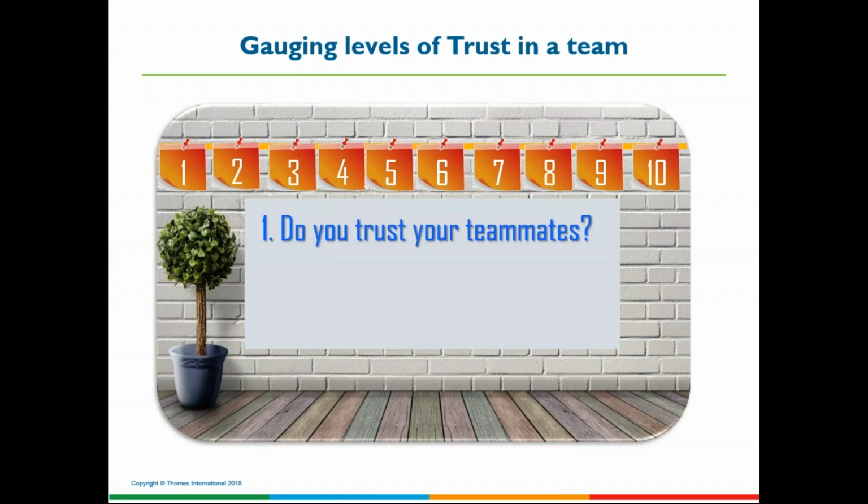So I get the team to imagine that. Then I give them some statements like, do you trust your teammates? Do you trust your manager? And they go and stand by the number that they believe is their trust level. And it is an eye-opening exercise. When people go and stand by that number, you see incredulous looks between individuals as they realize that perhaps the trust levels are not what they perceived.